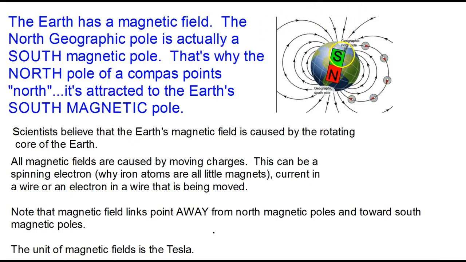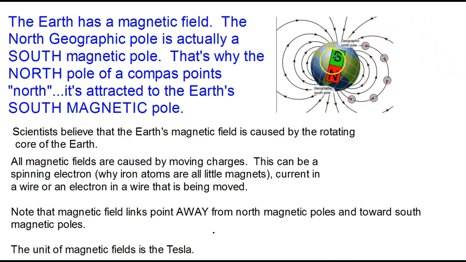The Earth has a magnetic field. Scientists think that it is caused by the rotating core of the Earth. What is interesting is that our geographic North Pole would actually be the south pole of a magnet if it were caused by a big bar magnet. And it is the south magnetic pole. The south geographic pole is actually a north magnetic pole.